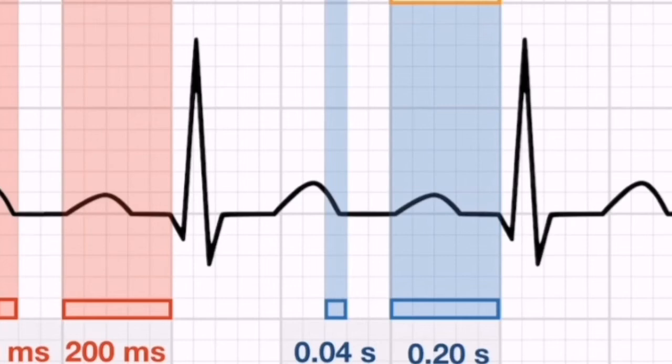Welcome to the second part of pulse review. Today I want to talk about arrhythmias: supraventricular tachycardia, ventricular tachycardia with no pulse or pulseless ventricular tachycardia, ventricular fibrillation, bradycardia, and asystole or cardiac arrest.